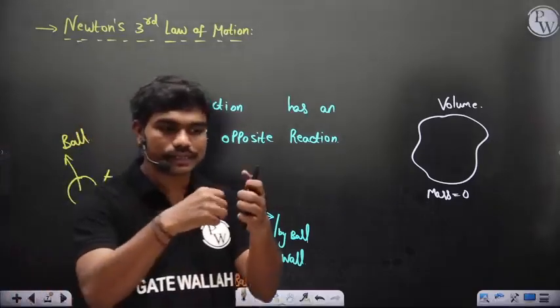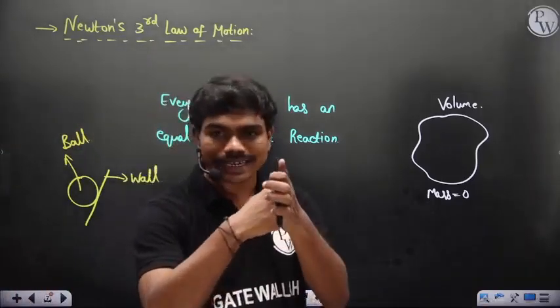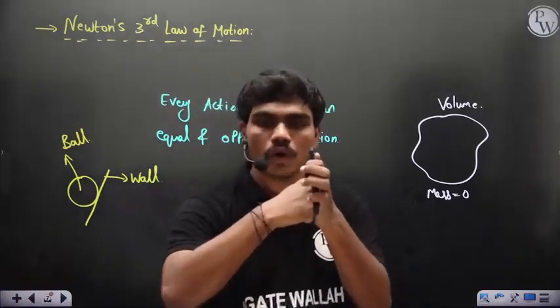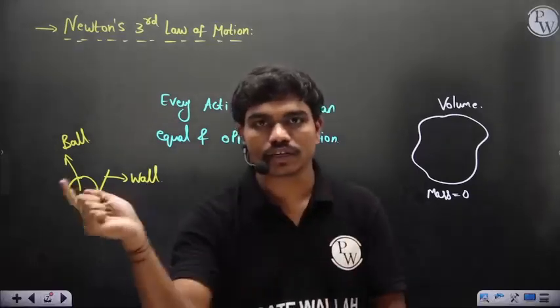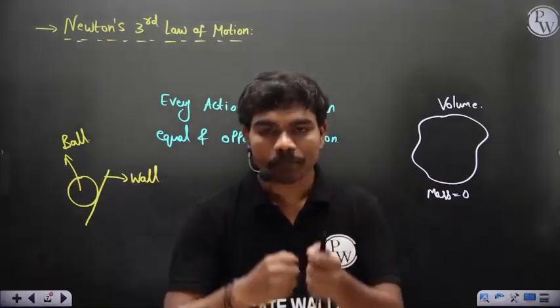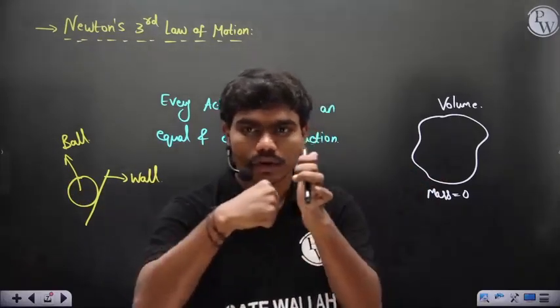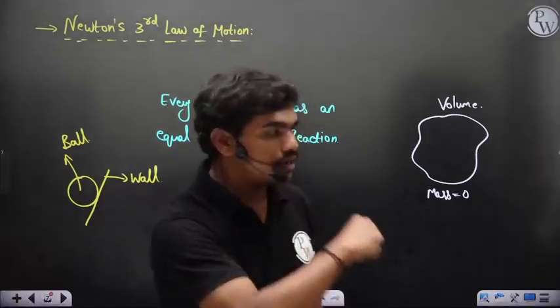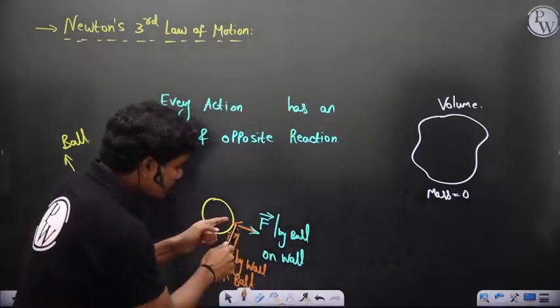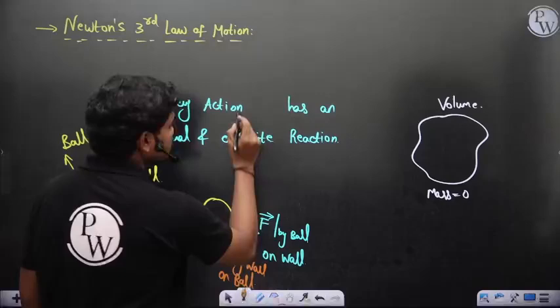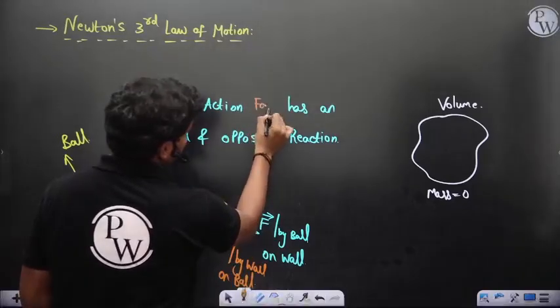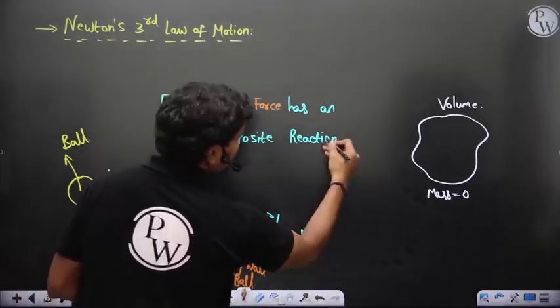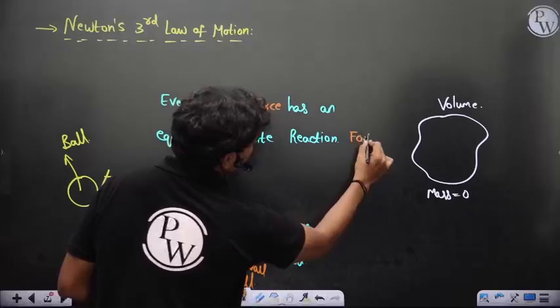When they try to maintain contact, at that point of contact only Newton's third law is valid, not the traveling of the ball front and back, okay? When these two objects are in contact with each other, then in such case there is an equal and opposite reaction force, and this law is actually: force has an equal and opposite reaction force.